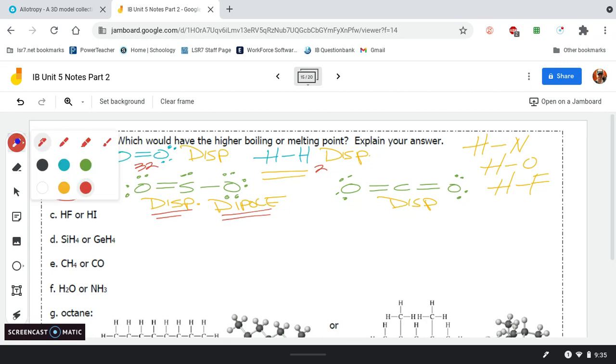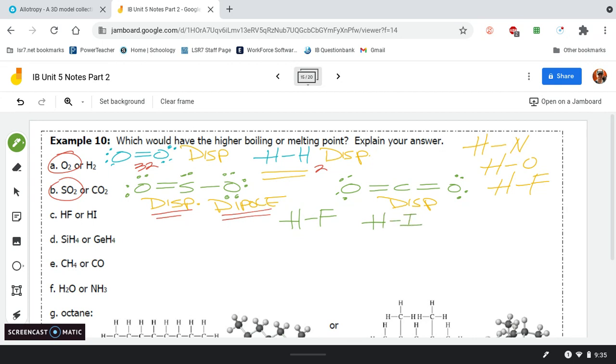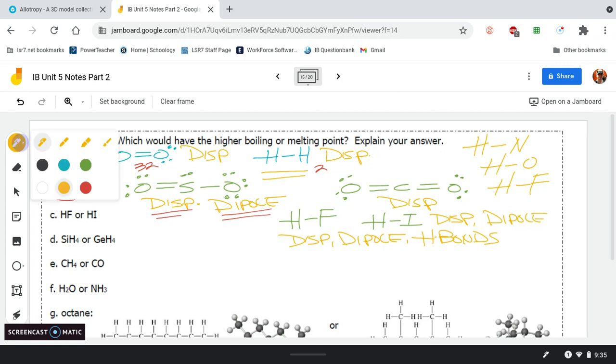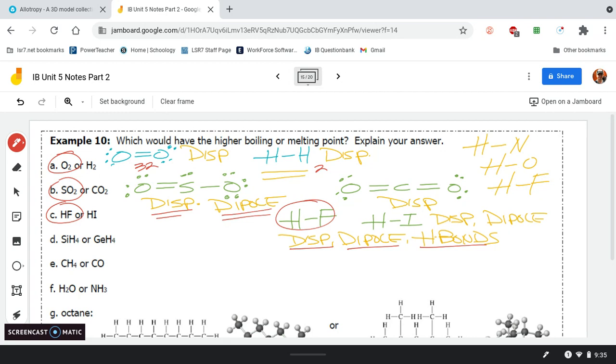HF or HI? Okay, HF is polar. HI is polar. They're both made of nonmetals. So this one has dispersion. This one has dispersion. This one has dipole. This one has dipole. But here's the difference. HF also has H bonds. So it has all 3. So this one has 1, 2, 3 forces. So it is the better of the 2.